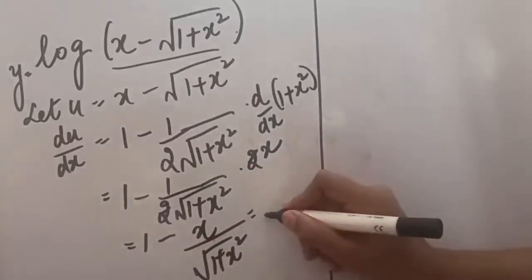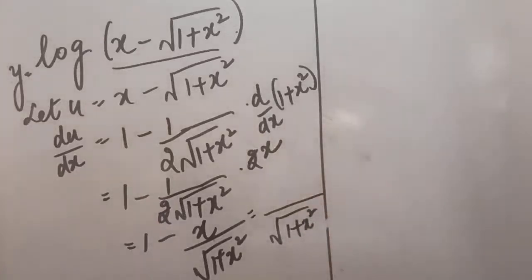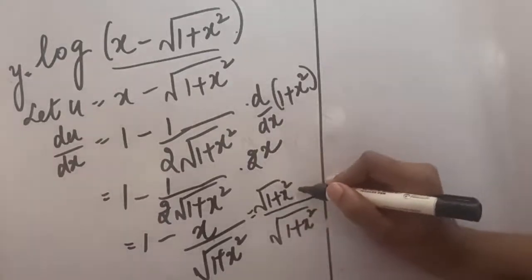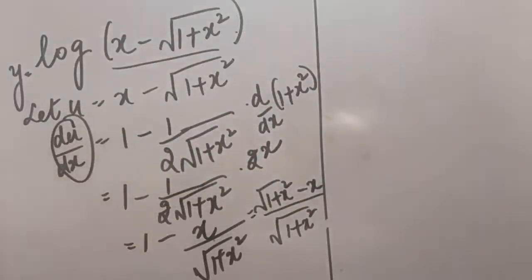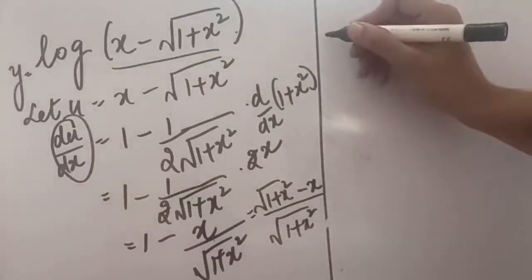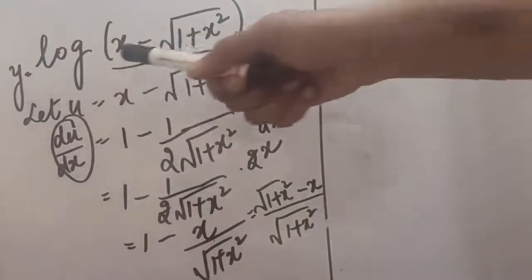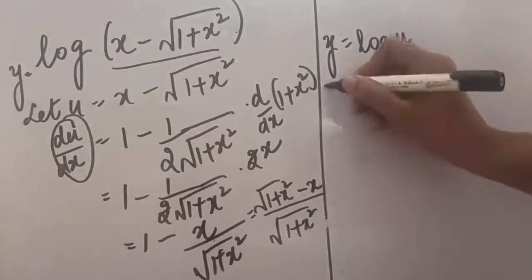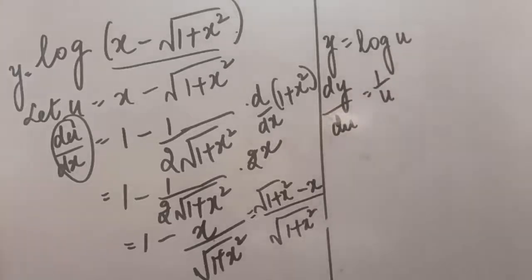And if we want to take the LCM, we can take the LCM also here. Under root 1 plus x square will be the LCM, and above also it will come under root 1 plus x square minus x. So this is our du upon dx. Coming to the second part of the question, now we have to find what y is. Y was this, but here we have put u, so our y is log u. If we take the derivative, that is dy upon du, log u's derivative is 1 upon u.